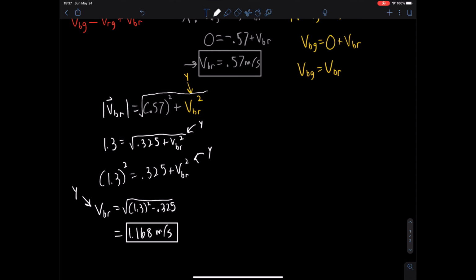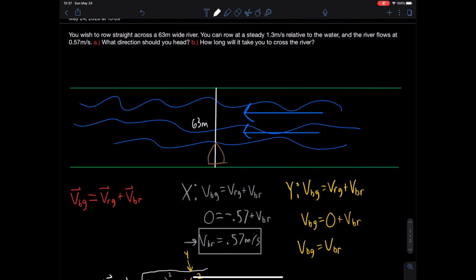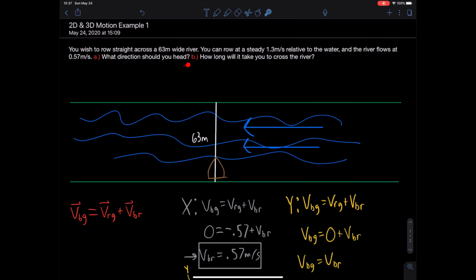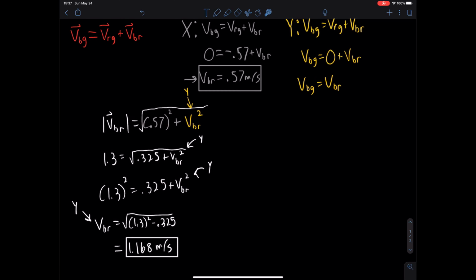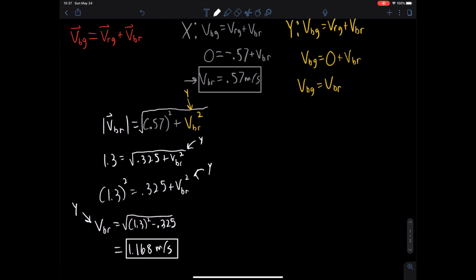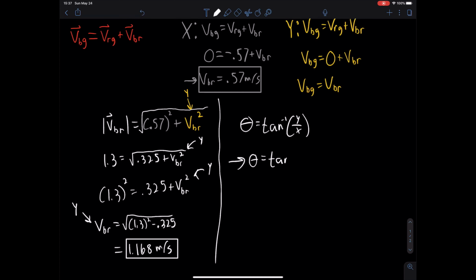That's the magnitude in the y direction, but we were asked for the direction. What direction should we head? When you're asked about the direction of a vector, you can always translate that as the angle. We want the angle of the vector. And so we know that the angle that a vector is pointing, we said in a previous video, is the inverse tangent of the y component of that vector over the x component of that vector. So this means theta is going to be the inverse tangent.